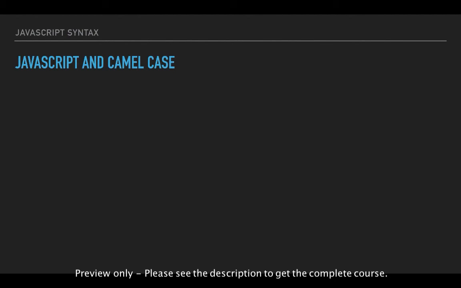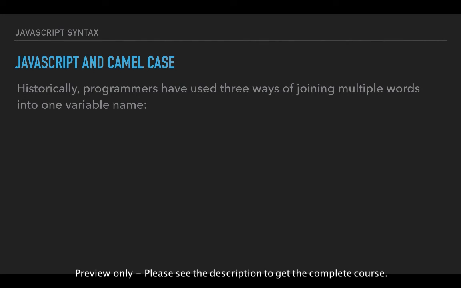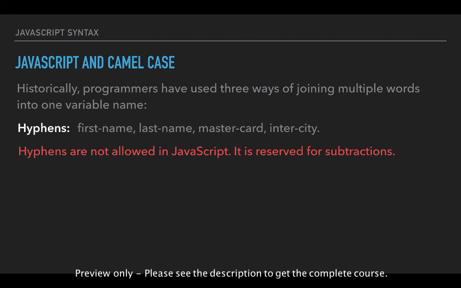Now, what is camelCase? Historically, programmers have been using three different ways of joining multiple words when they form an identifier. The first one is hyphens. So let's say, for example, I have first name. So I'll have first-name as a variable or an identifier name, last-name. But the problem is hyphens are not allowed in JavaScript. It is reserved for subtraction. The second is underscore: first_name, last_name is another way of defining an identifier or a variable, which is an acceptable approach.